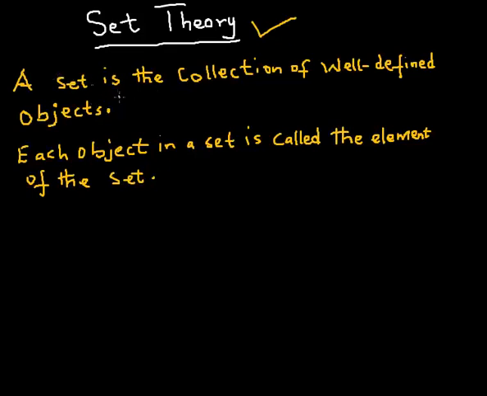Now, the set definition can be given from different perspectives, but in mathematics, we define a set as a collection of well-defined objects. So a set is a collection of well-defined objects. For example, when you mention a set of numbers, it simply means that the objects of that set will include all numbers. Now each object in a set is called an element of the set, so please take note of that.